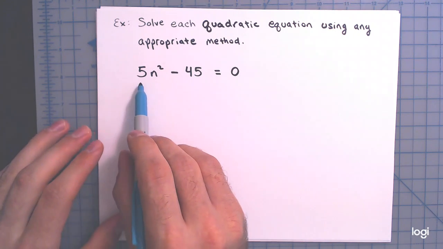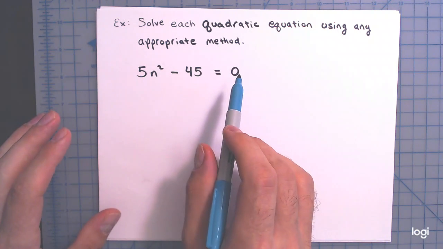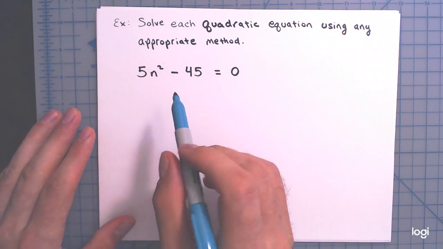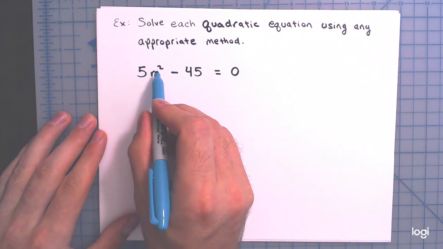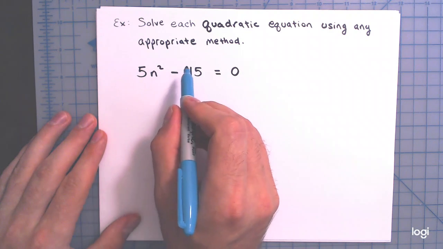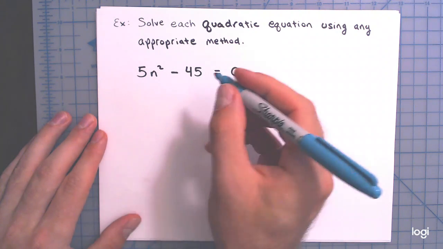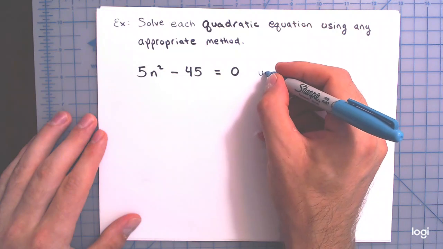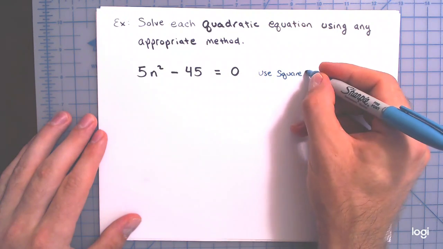Now notice it's in that standard form, right? Everything's on one side, 0 on the other. But notice there's a variable in a square, right? N to the second there. But there's no variable outside that square. So what I'm going to do is use the square root property to solve this.